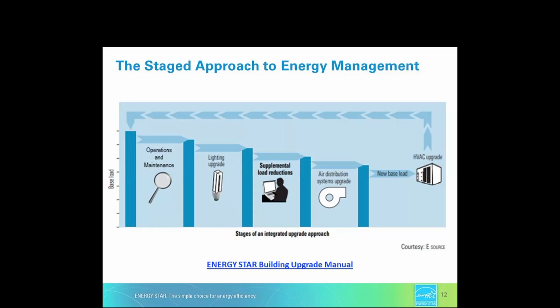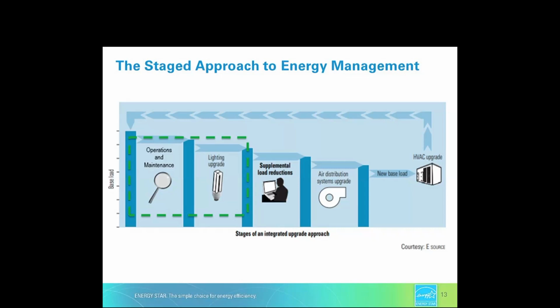So since today's presentation is focused on low and no cost improvements, we're going to focus on the first two steps of the process here, operations and maintenance, and then after that, lighting upgrades. Over the years, the EPA has found that operations and maintenance can deliver 10 to 30% in annual energy savings through these low or no cost opportunities. So there's a lot of progress you can make and a lot of money you can save just through doing these steps. Today, we're really looking at ways you can start to make progress towards energy and cost savings before those larger capital projects.